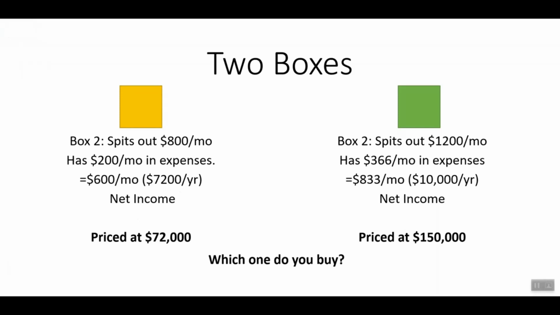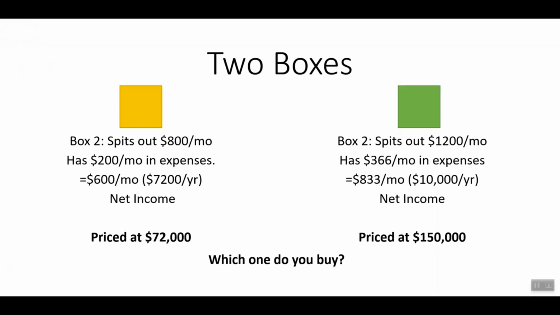So you can pretty quickly see here that the yellow box, priced at $72,000, produces $7,200 a year in income. That's 10%. So 10% of my cost I get back every year in income. That is the capitalization rate. That's a cap rate. It can be for a rental property. It can be for stocks and bonds. It can be for precious metals. But basically the income divided by the cost is the capitalization rate.